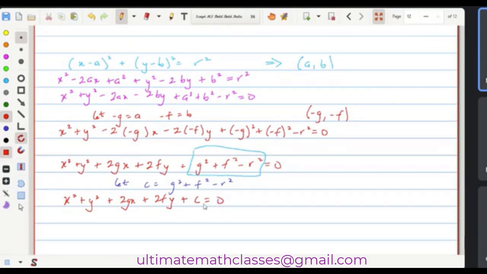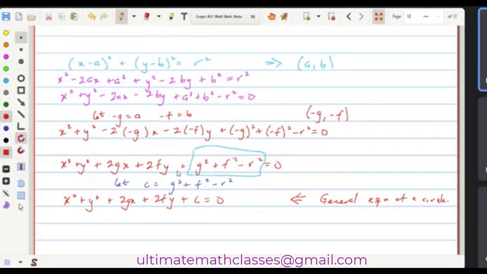So we say that this is the general equation of a circle. The general equation of a circle is given by x squared plus y squared plus 2gx plus 2fy plus c equals 0, where the center of the circle is negative g, negative f, and the c you see over there is g squared plus f squared minus r squared. Are we good?